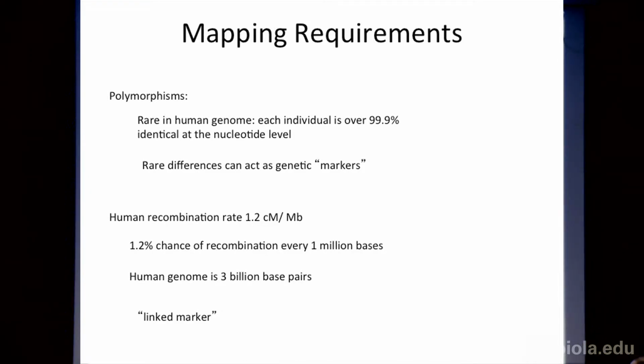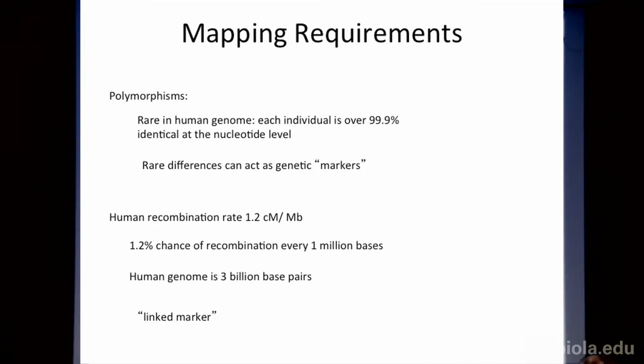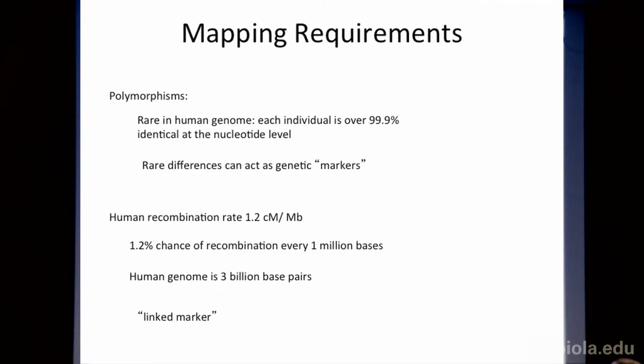Each individual in the human population is about 99.9% identical in terms of nucleotide sequence. Okay, so these are very rare events, less than 0.1%. But there are these rare differences, and because of the Human Genome Project and because we've been doing genetics in humans for so long, we know where these polymorphisms exist in the genome. So what we're going to do is take these known places that vary, see how close your trait is to those known places. Okay? So we're going to take advantage of human recombination rates.